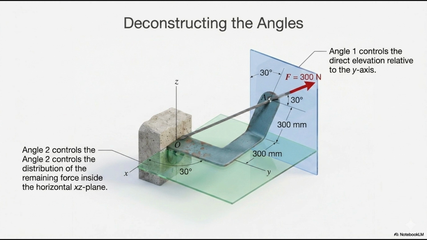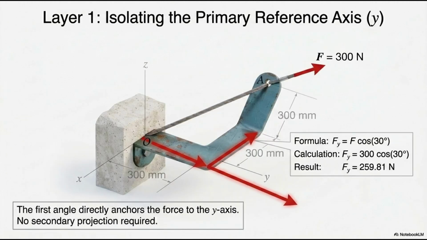It is incredibly easy to lose your spatial orientation here because these two angles do not belong to the same plane. One controls the direction relative to the y-axis, and the other controls the distribution inside the xz plane. It is a double-layer projection, so you cannot simplify it into a single flat triangle. Let us break this down systematically in two quick steps.